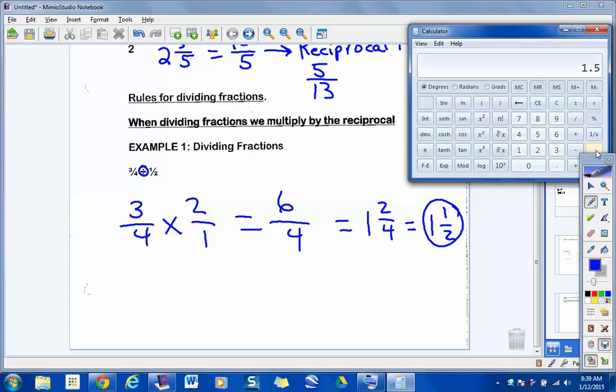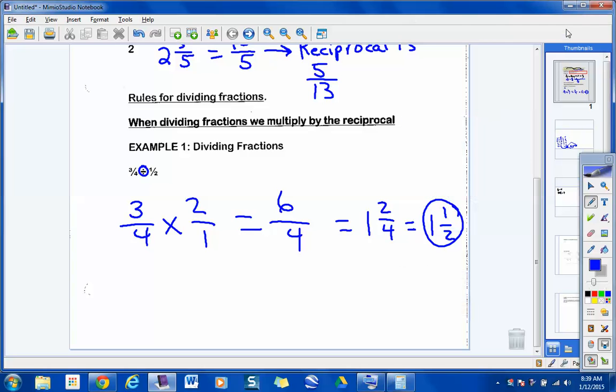What do I get here? 1.5. Is that the same as 1.5 here? Yes, it is. So guys, rule. When you're dividing by fractions, you're going to change the division to what? Multiplication, and then after you change that part, after the division sign, you use the reciprocal. Okay, so let's look at another example here.